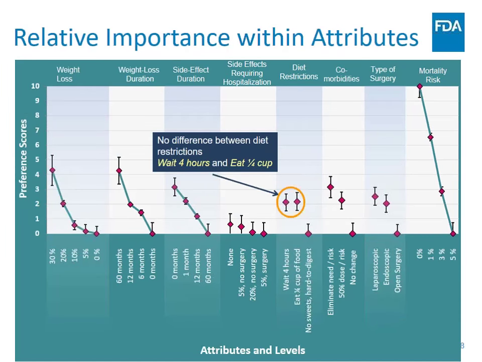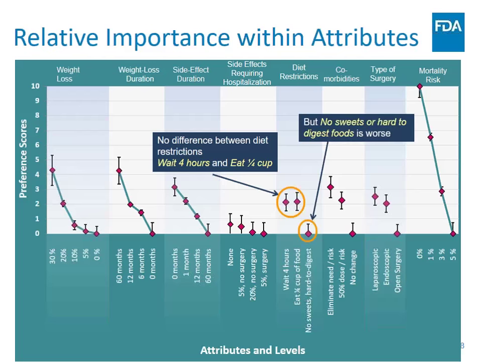Next, we are going to talk about some categorical attributes. Here we are talking about the diet restrictions. We see that the patients are indifferent about whether they need to wait for 4 hours or eat a quarter cup at a time in terms of the recommended diet restrictions that come with the devices. However, they are very serious about not being able to eat their favorite food, which is specified as no sweet or hard to digest food.